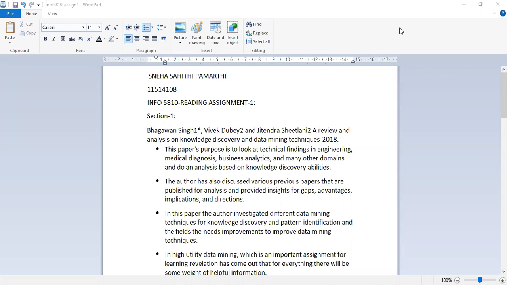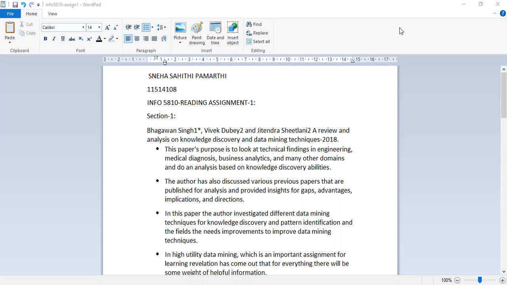So here I'm presenting a paper called A Review and Analysis on Knowledge Discovery and Data Mining Techniques, which was written by Bhagwan Singh, Vivek Dubey, and Jitendra Sitlani. The paper's purpose is to look at the technical findings in engineering, medical diagnosis, business analytics, and many other domains, and do an analysis based on knowledge discovery abilities.